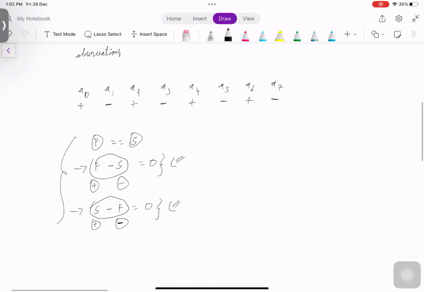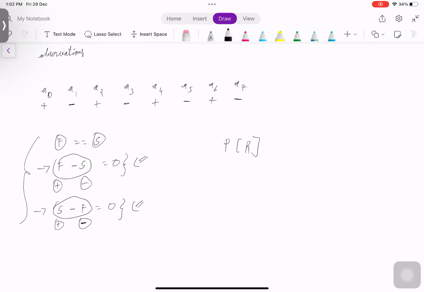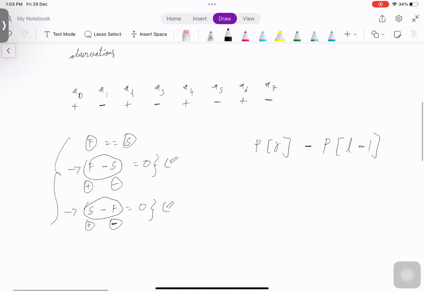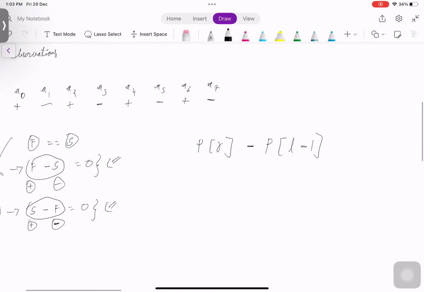If we relate it with prefix sum, then the sum of a subarray can be written using P. Let R be the rightmost index and L be the leftmost index of the subarray. Then we can write it as PR minus PL minus 1, where P represents prefix, and we take prefix sum according to these signs only. So PR minus PL minus 1 should be 0. Right? Then we can say it is possible.